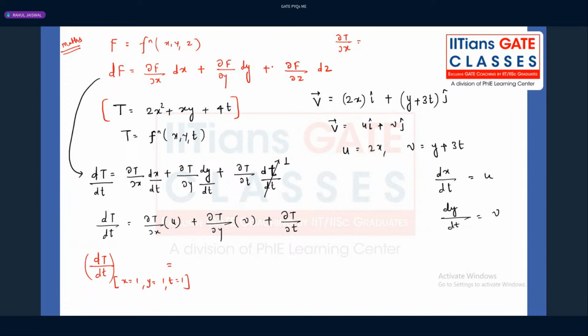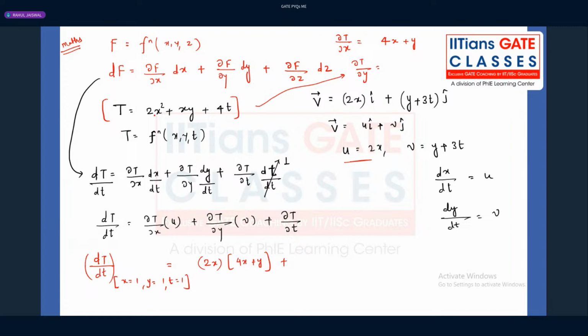∂T/∂x, if we try to find it, is 4x plus y. And what is the u, guys? u is given as 2x. So 2x, 4x plus y. What is the ∂T/∂y? ∂T/∂y from here, guys? ∂T/∂y.